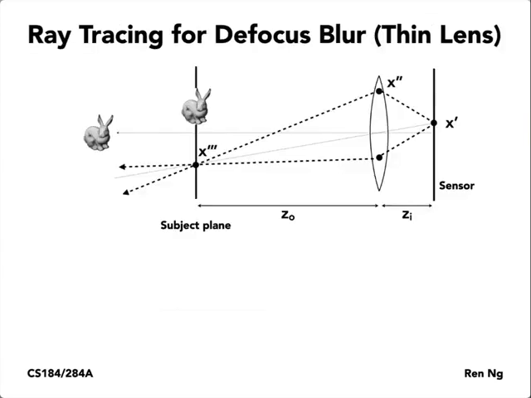I got a question here. Why do we assume there's two bunnies in this scene? It's just sort of a cartoon. You can have any scene that you want. And I just drew this to emphasize that we have to choose where we will focus now.